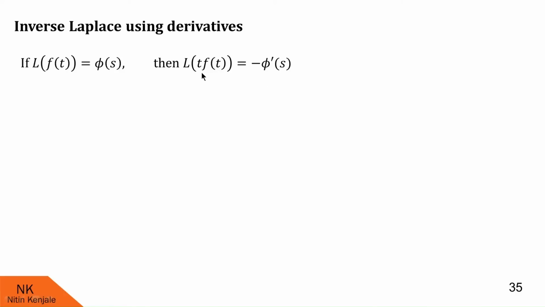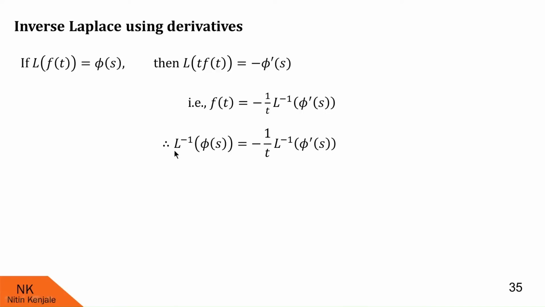Now let us take this L on the other side. We will also take this t on the other side. Therefore, we get f of t is equal to L inverse of phi dash of s into minus 1 upon t. But note that this f of t is nothing but L inverse of phi of s. So when this f of t is replaced by L inverse of phi of s, we see L inverse of phi of s is equal to minus 1 by t into L inverse of phi dash of s.